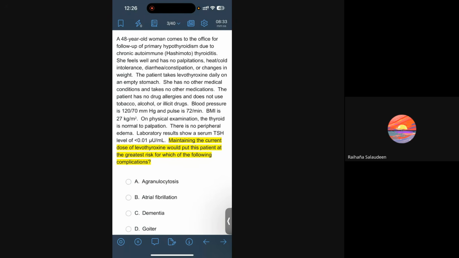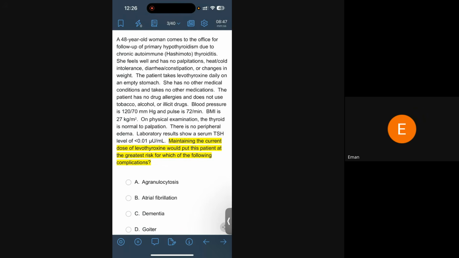Okay, blood pressure is 120/70, BMI is 27. The thyroid is normal to palpation. There is no peripheral edema, and the TSH is very suppressed. Okay. What is the TSH level? Less than 0.01. Okay.